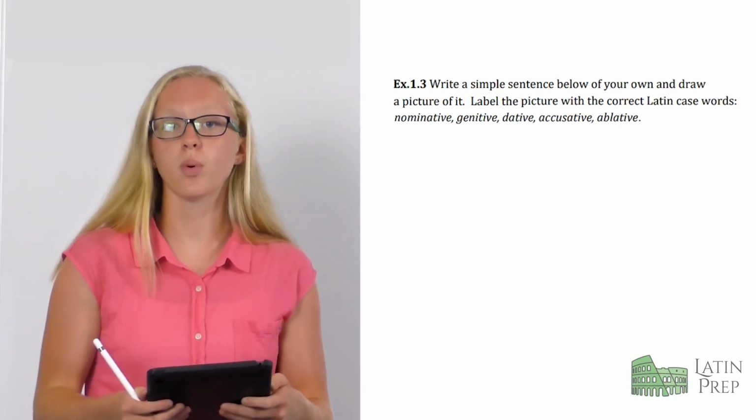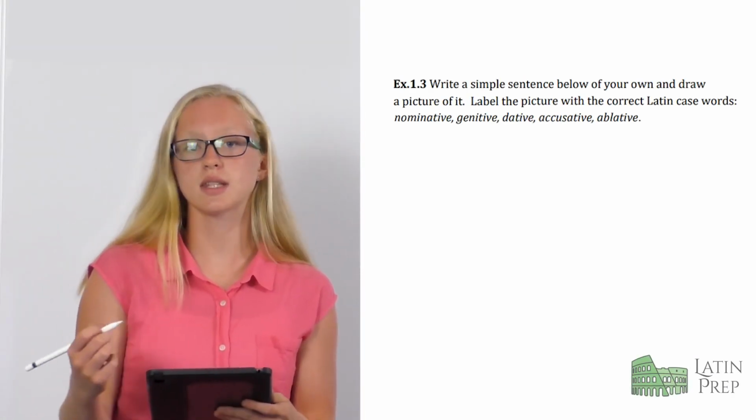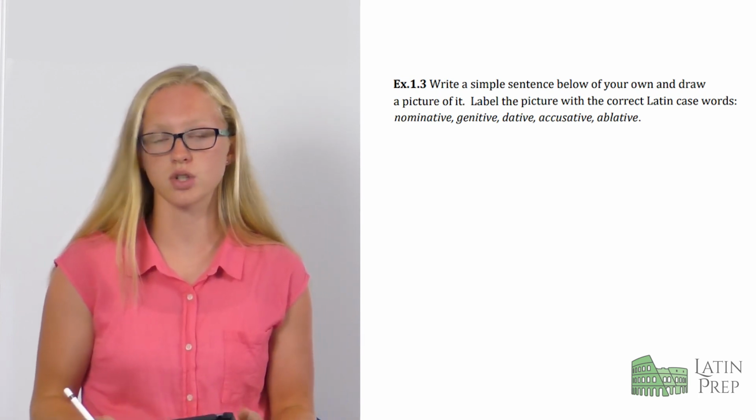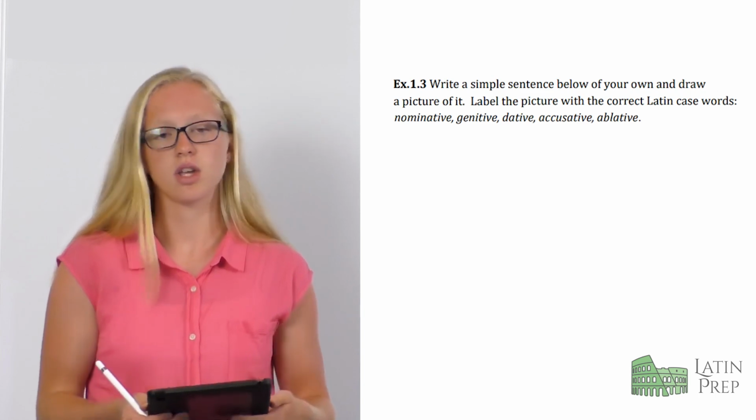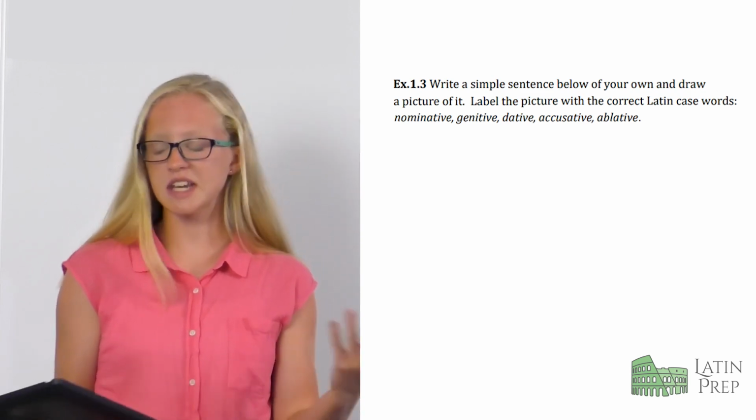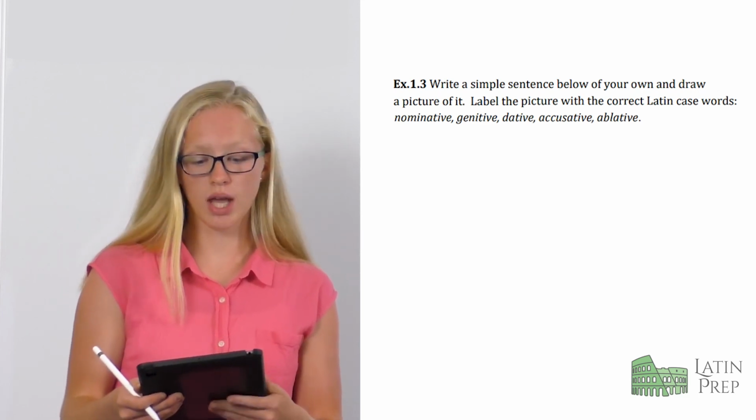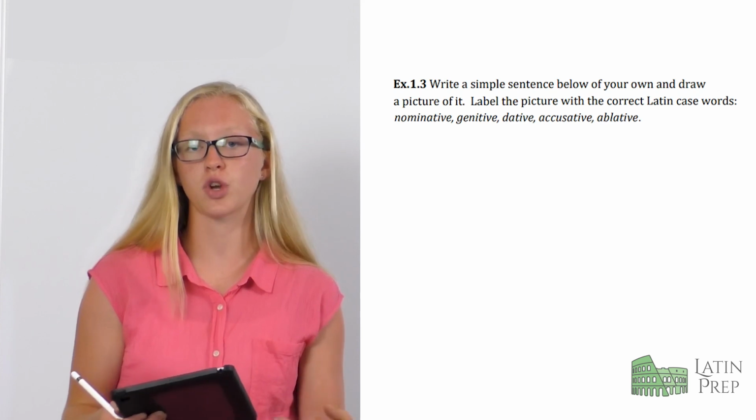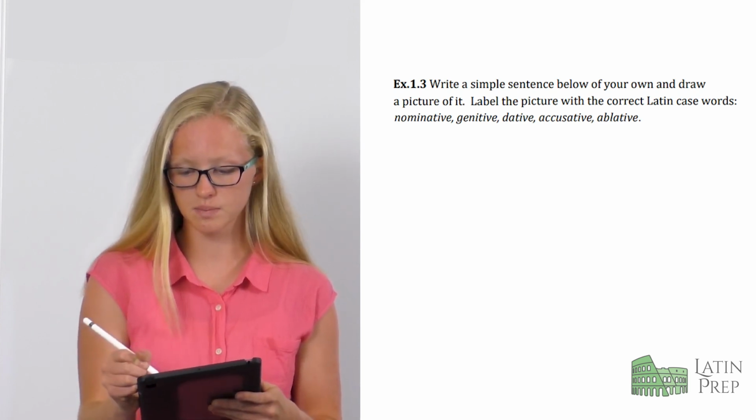In exercise 1.3, you're going to write a simple sentence of your own and then draw a picture of it. So just come up with any sentence. It could be like, I go to the park in the afternoon with my mom. Just anything like that. And then you can label your sentence. Each of those nouns, label them with the correct Latin case.